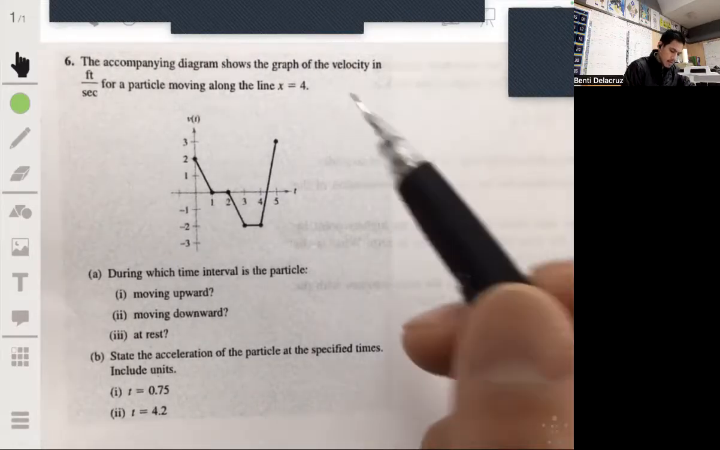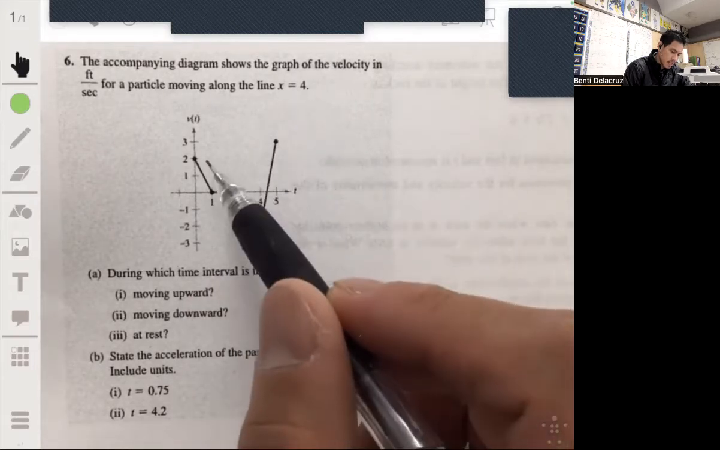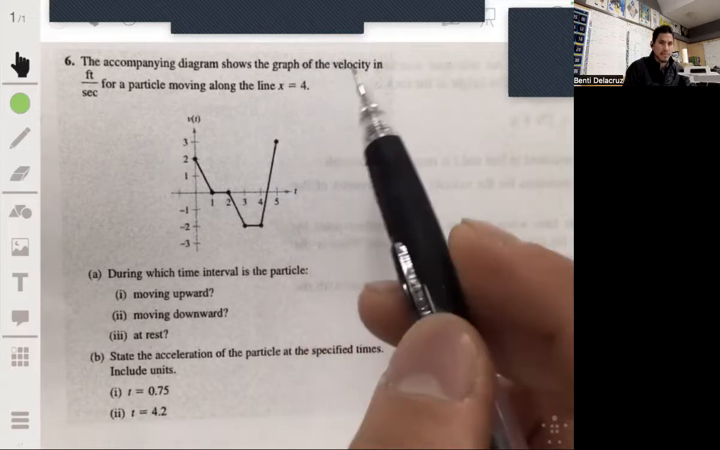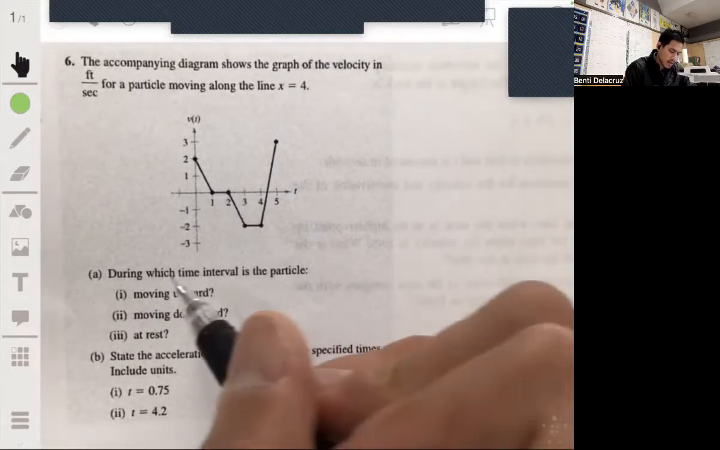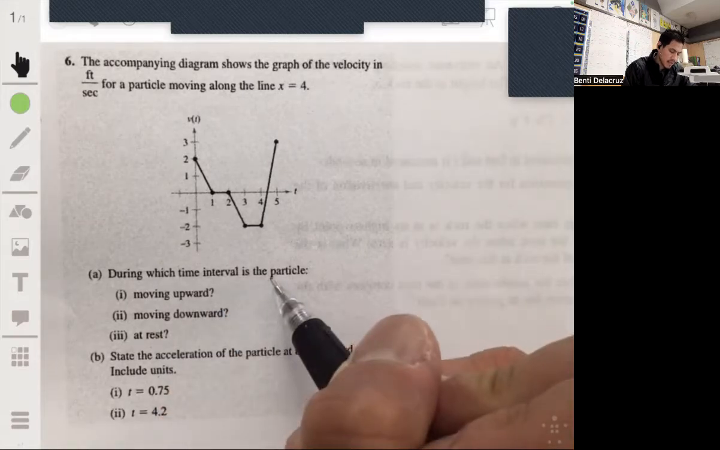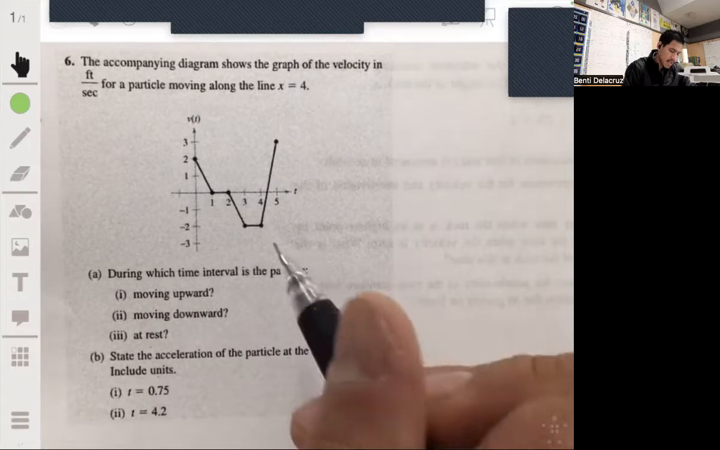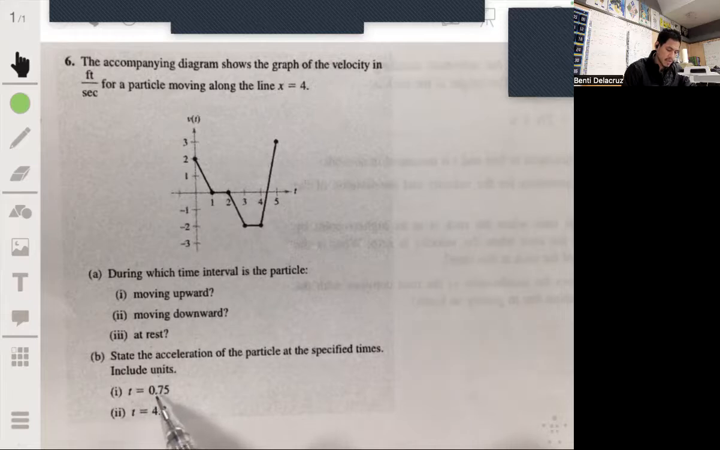Right, so here we have a diagram that shows the graph of the velocity in feet per second for a particle moving along the line x equals 4. And so the questions that we need to figure out are, during which time intervals is the particle moving upward, when is it moving downward, and when is it at rest? And then we have to find the acceleration of the particle at these values of time. So when t is 0.75 seconds and when t equals 4.2 seconds.